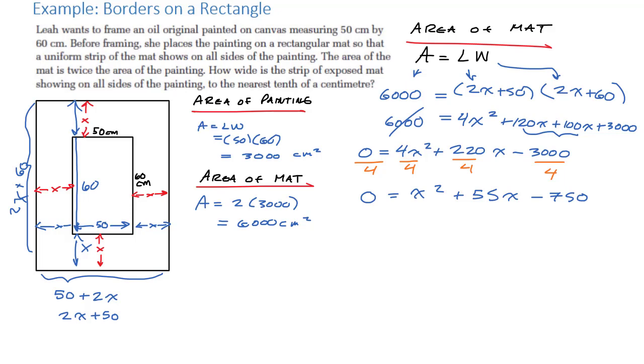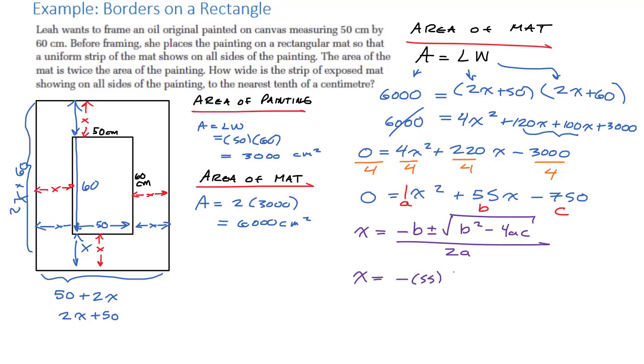All right, so let's identify what's a. A is 1. What's b? 55. What's c? Negative 750. Now, I'm not even going to try to factor this. I'm going to go right to my quadratic formula. Here we go. x equals negative b, plus or minus the square root of b squared minus 4ac. And you should all be pretty darn competent with this formula at this point if you're in a grade 11 functions class. So let's sub everything in.